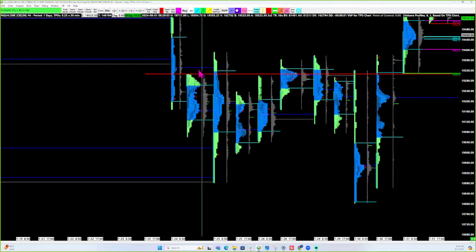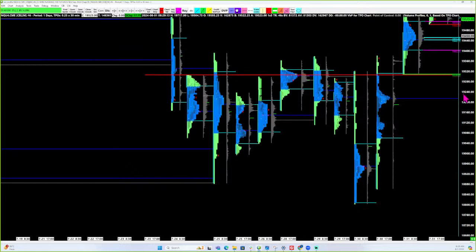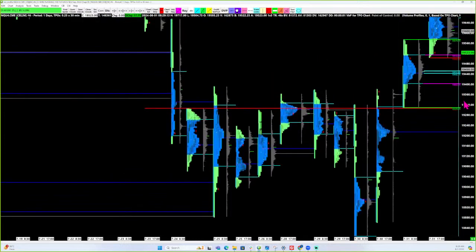Okay, so this was the 24th. This was the 23rd overnight. And as you can see, we're trading. I don't know why this doesn't want to move. There we go. So this was the overnight. This was the 24th.